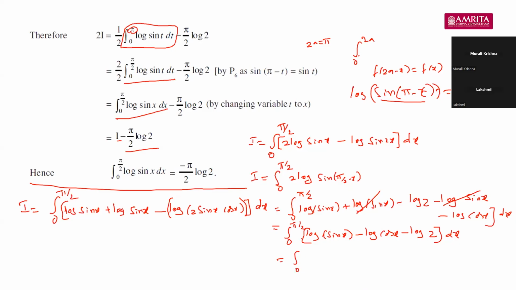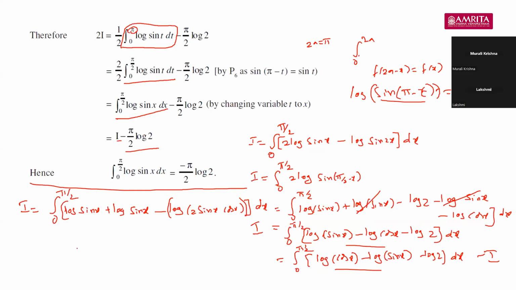Once you apply the property, this is our I, integral 0 to pi by 2. Once you apply the logarithm, sine of 90 minus theta will become cos theta, right? Cos of 90 minus theta, meaning pi by 2 minus x, will become log sin x. Minus log 2, there is no change. dx. And this is also I. Please notice, this above is I, which is the simplified version of our question, and this is also I.